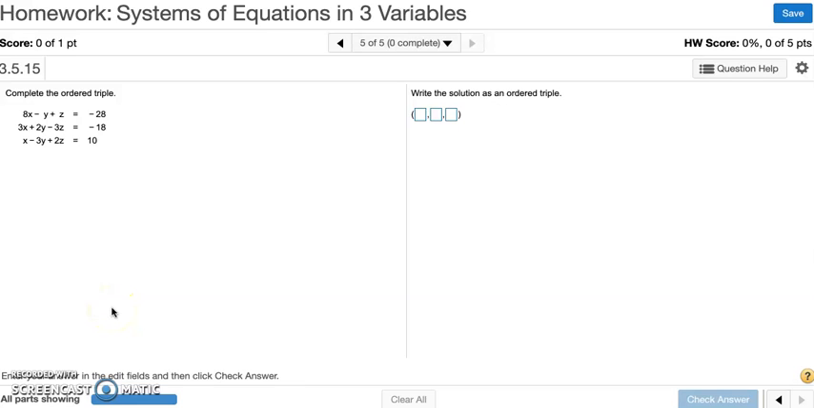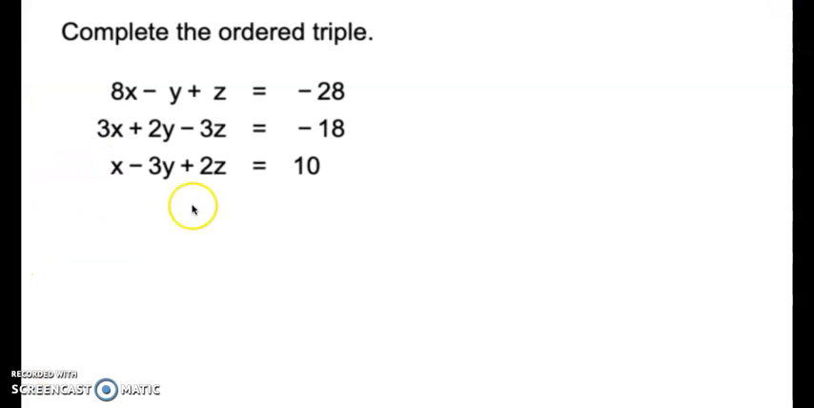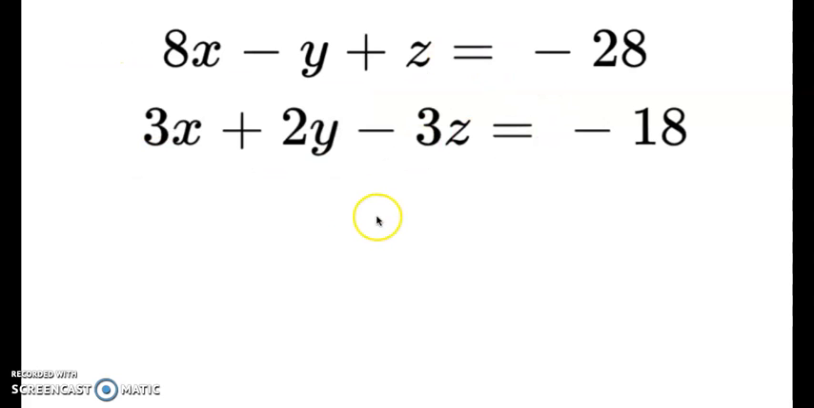Systems of equations in three variables. So we're going to complete the ordered triple with three equations with three variables. Now, first, there's multiple steps to this. The first step is going to be to find a system of just two of them. Our goal is to eliminate as many variables as we can to find what the numbers are for x, y, and z. So, solving this system.